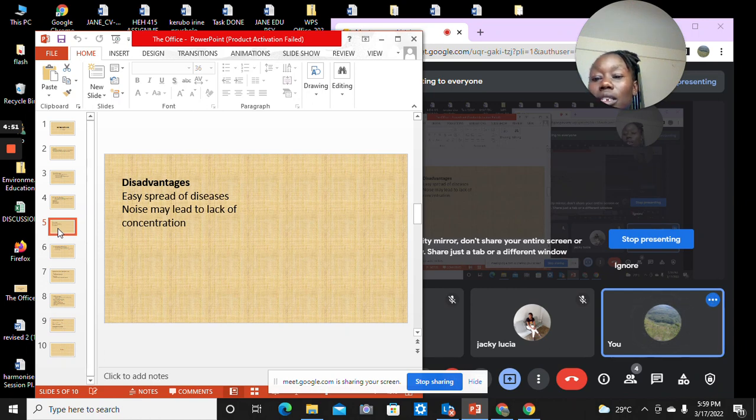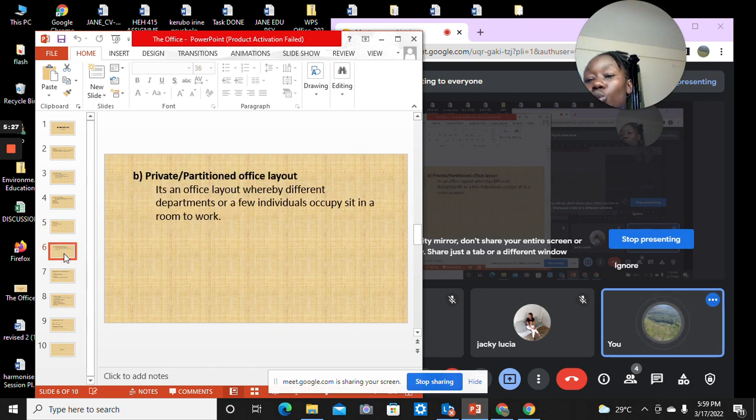One, it's easy to spread diseases. So in such an office, when so many people come sit together to work, you get that spreading of diseases like airborne diseases is easy, like COVID-19. And then we have noise may lead to lack of concentration. In this kind of office layout, there is so much noise because people may want to talk to each other, whispering, visitors coming, so it leads to so much noise which may distract working efficiently.